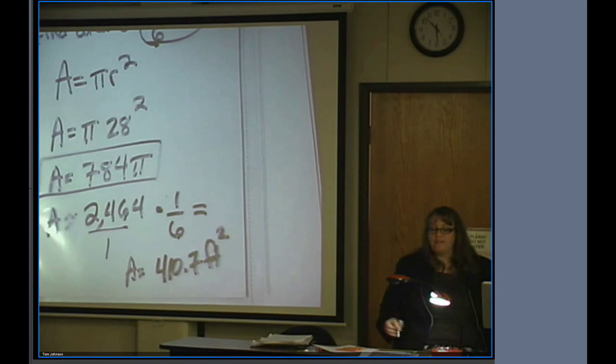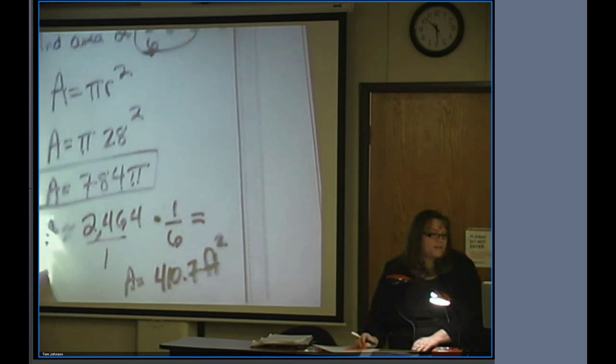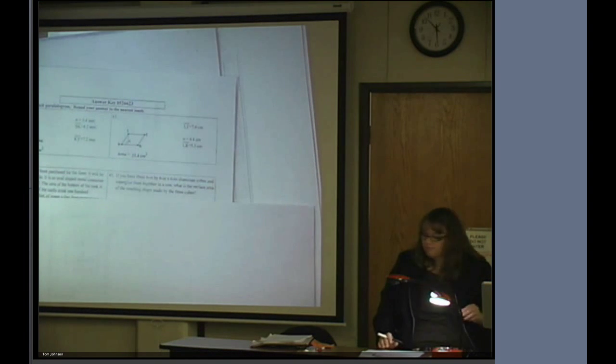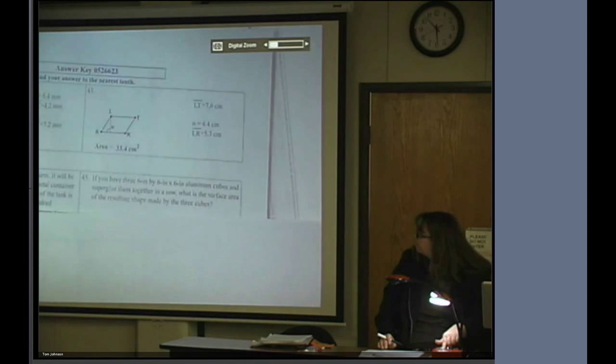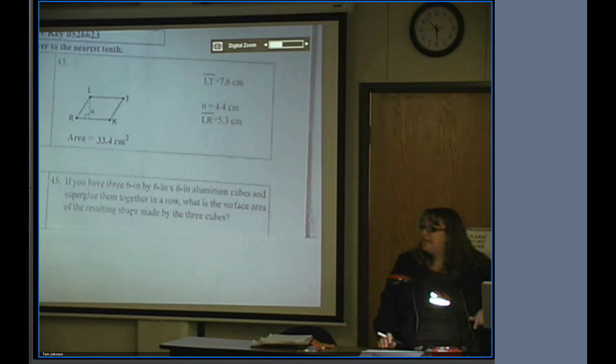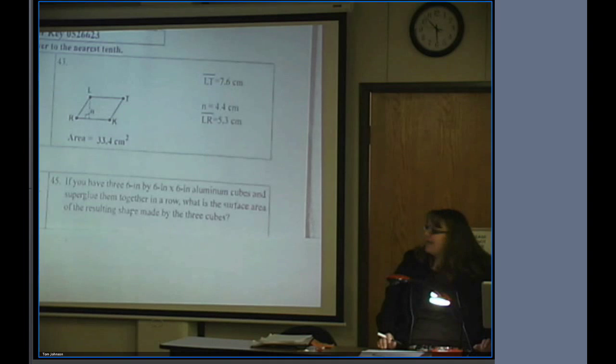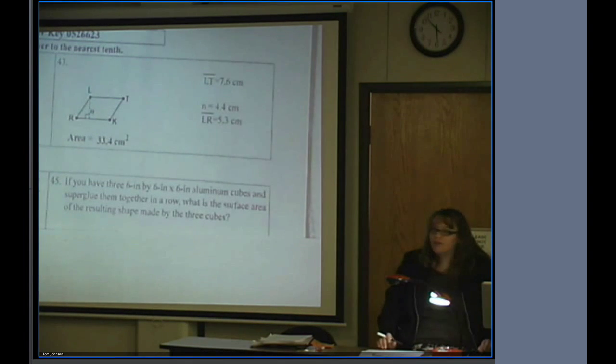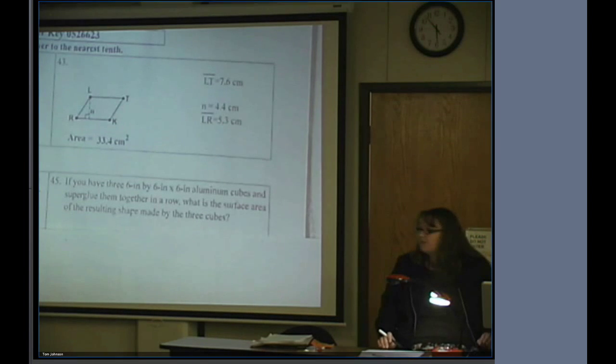Let's look at 45. In fact, I'd like you guys to try 45 first before I try it. And let's see how we do. So 45 says, if you have 3 6-inch by 6-inch by 6-inch aluminum cubes and super glue them together in a row, what is the surface area of the resulting shape?